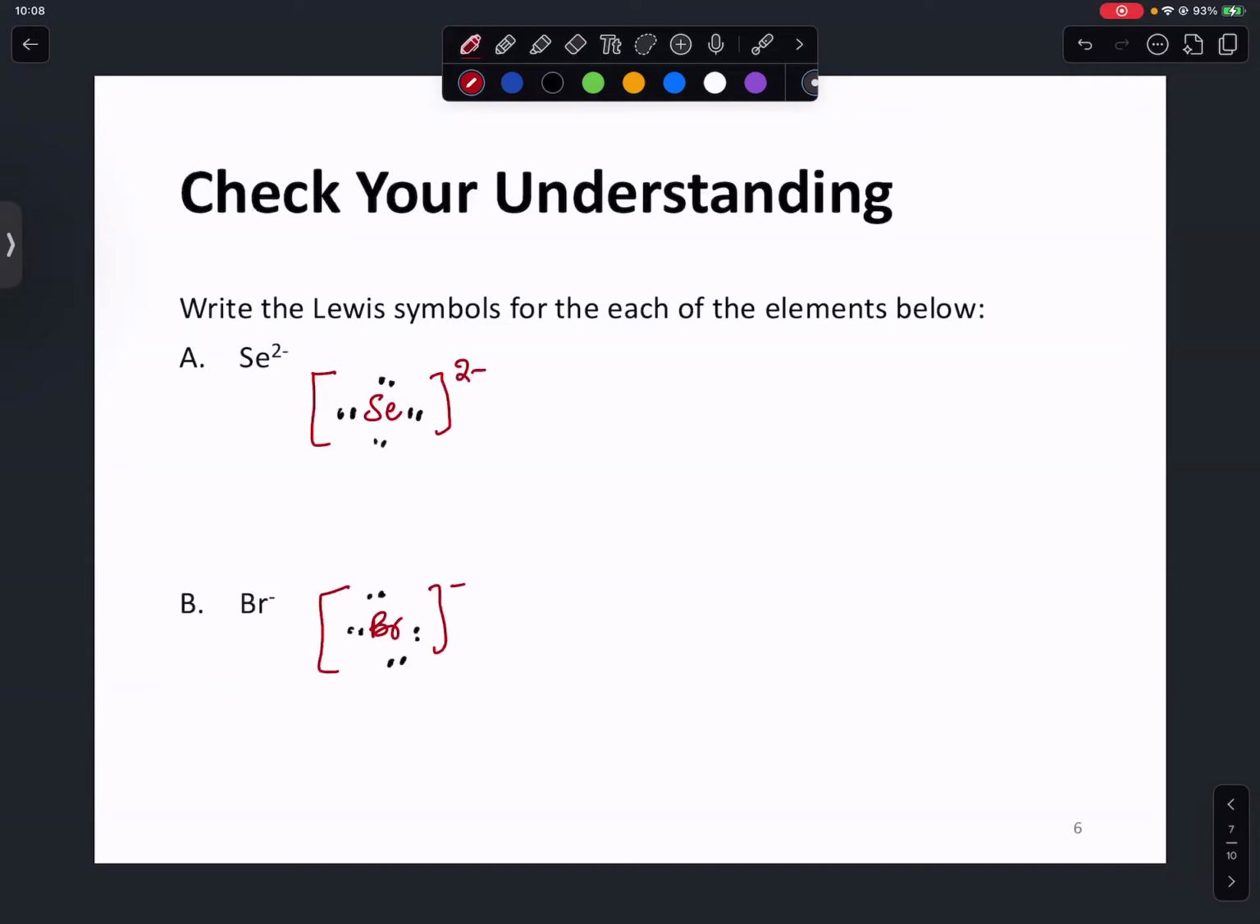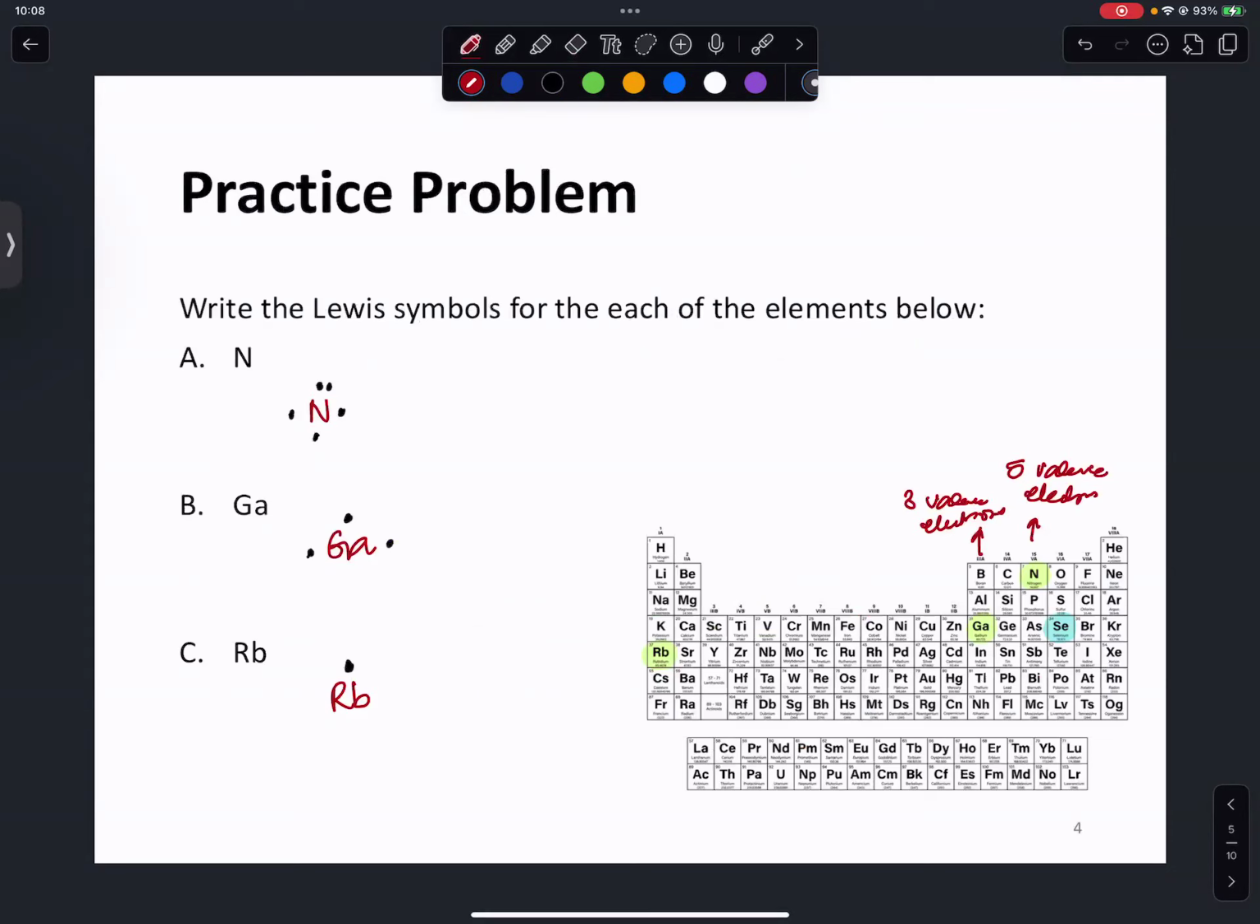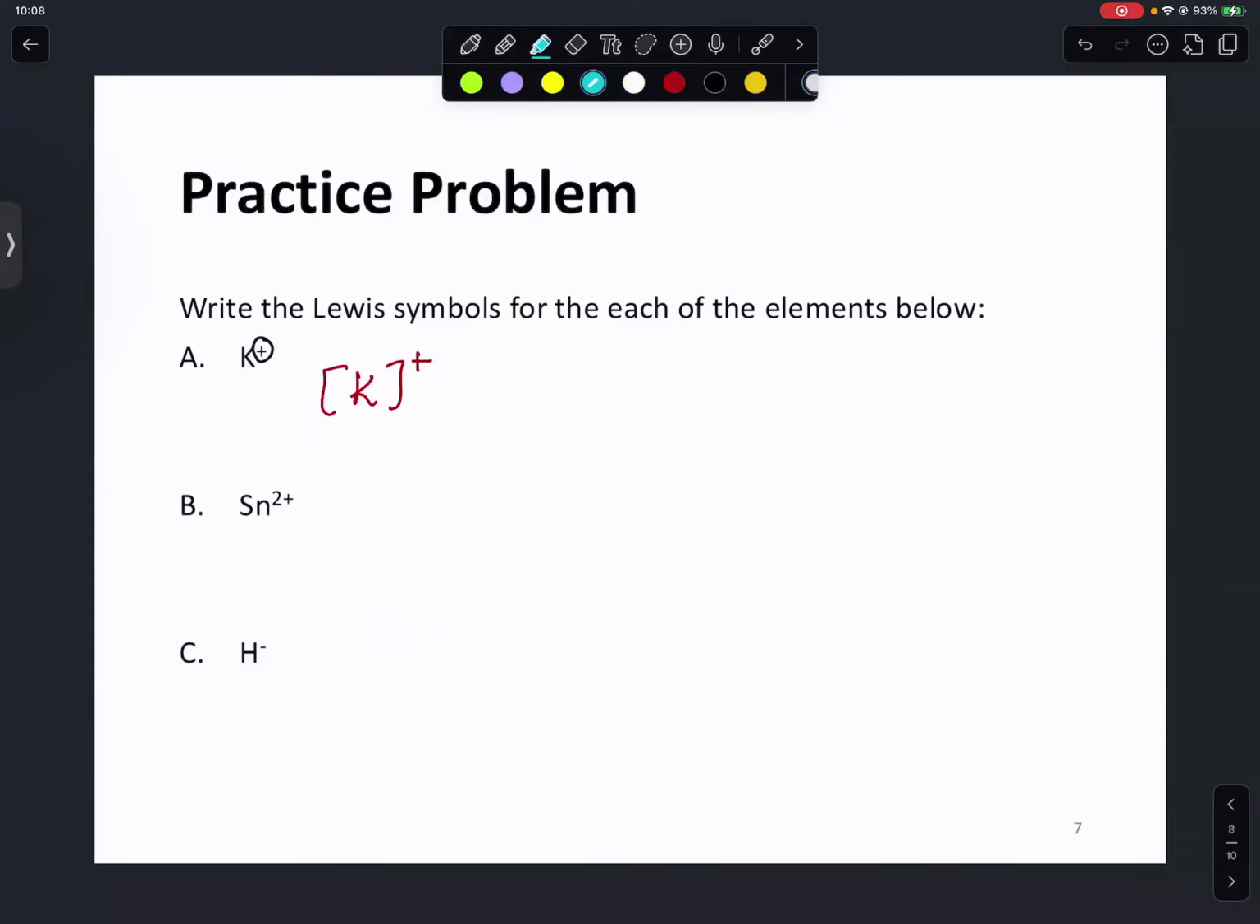Let's see where tin is. Tin is in group 14. Let's highlight it. So tin is right here, and it has 4 valence electrons: 1, 2, 3, 4. Before drawing the bracket, since it lost 2 electrons, as indicated by the positive charge, I'm just going to take them away, and I will put it in right here.